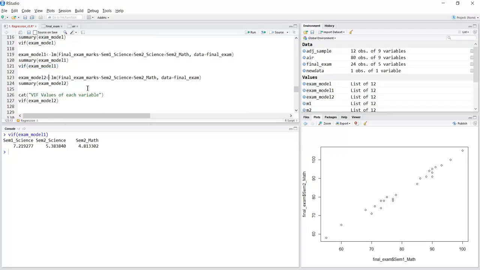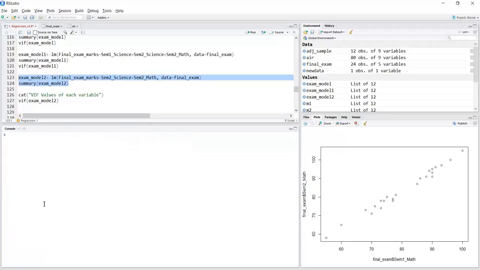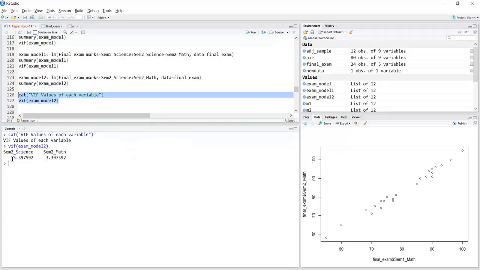I'll go one step further. I'll drop even semester 1 science. Why am I dropping that? Because VIF is more than 5. That means almost 80% of this variable can be explained by the remaining 2 variables. That's why I am dropping that. Good R square, because we are not losing out on any information. And then what are the final VIF values? VIF is less than 5. Do I need to drop any of these variables? No, because both of them are less than 5.